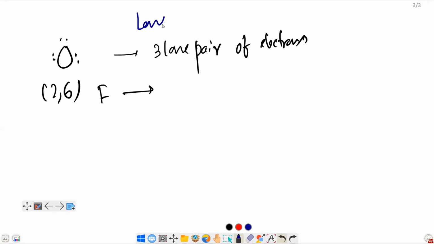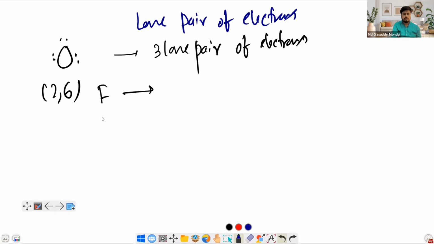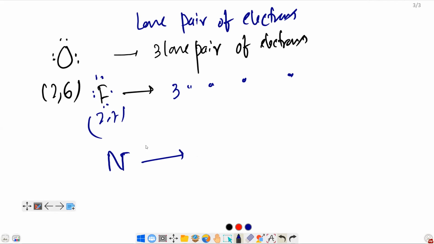Sir, three. Yes, three. Fluorine, 3. How? It's 2, 7, right? So 1, 2, 3, 4, 5, 6, 7. So again, it's 3 lone pairs of electrons. But in case of nitrogen, can you say? 2, sir. It's 2. Right.